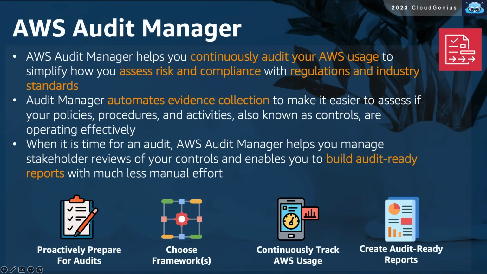AWS Audit Manager is a compliance auditing service provided by Amazon Web Services that helps you streamline the process of assessing and managing compliance with regulatory and industry standards. With AWS Audit Manager, you can automate and simplify the auditing process, making it easier to assess your organization's compliance with various controls and requirements. For example, you can use AWS Audit Manager to conduct audits for security frameworks like ISO 27001, PCI DSS, or HIPAA, ensuring that your AWS resources meet the necessary compliance standards.